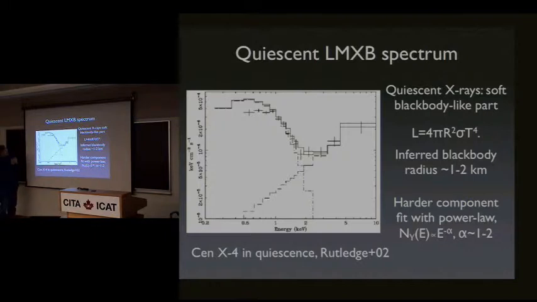There are 2 components that you see in these low-mass X-ray binaries of neutron stars. There's only one for the black holes because this component doesn't exist in a black hole. That's the radiation from the surface of the neutron star. So this is a black body-like radiation. The way in which it's plotted here by Rutledge, it looks like the model and the data don't agree, but they do.